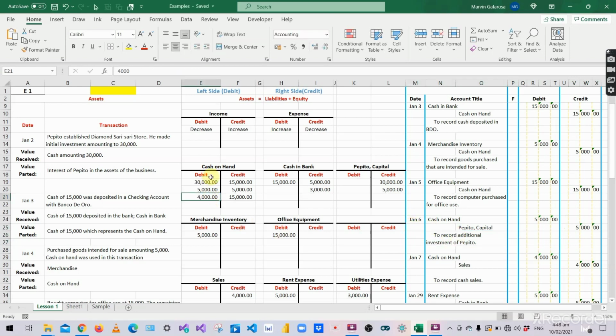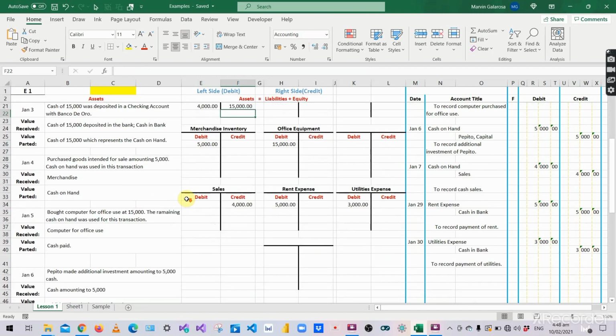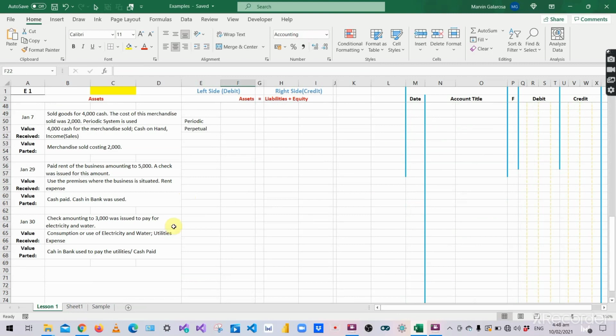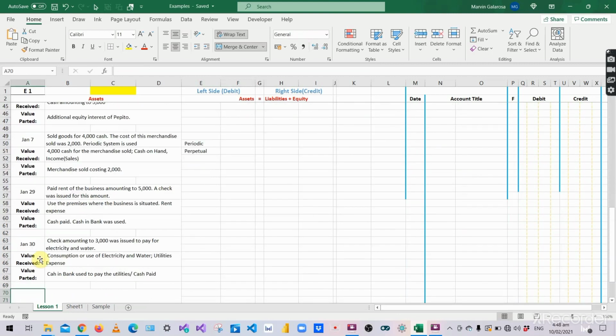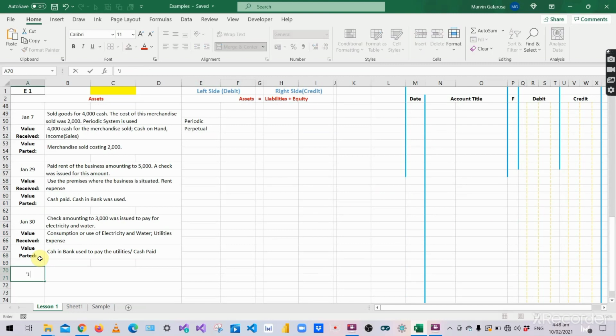After that, yung cash on hand, magiging positive na yung balance niya. Total ng debits mo is 39,000. Total naman ng credits mo is 35,000. Last transaction, January 31.